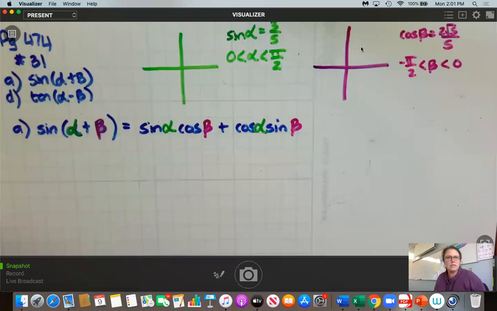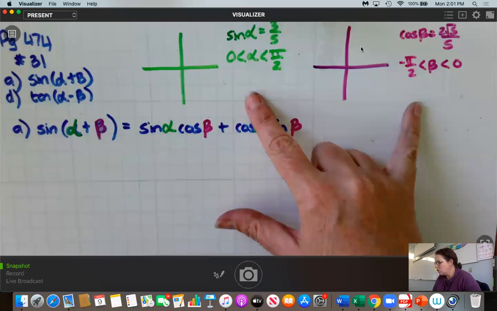All right, this video is explaining question number 31 on the 3-3 assignment, using the sum and difference identities to solve. So we're going to do part A and part D. Before you get into using any of the formulas, you first have to figure out where these angles are located on your coordinate plane. So these are the clues that you've been given.